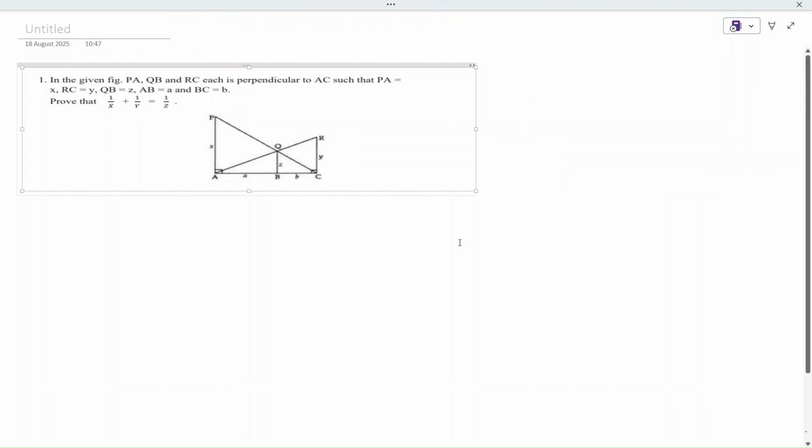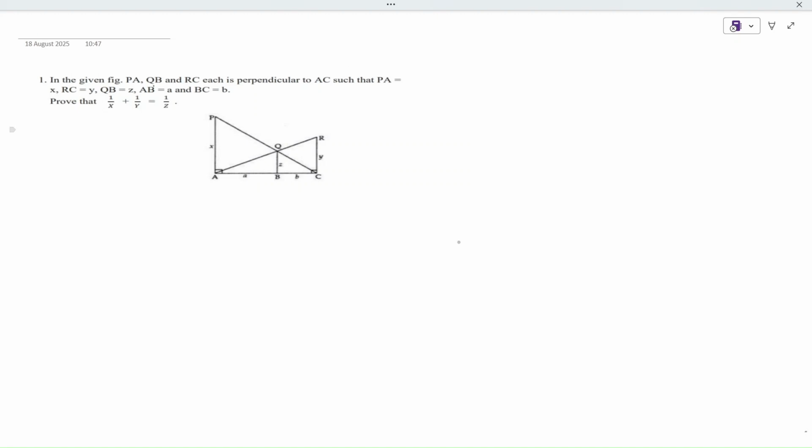Today's video we are going to solve one of the important questions related to triangles. Let's start. In the question it is given that in the given figure PA, QB, RC are perpendicular to AC such that PA equal to X, RC equal to Y, QB equal to Z, AB equal to A, BC equal to B. You need to prove that 1 by X plus 1 by Y equal to 1 by Z.